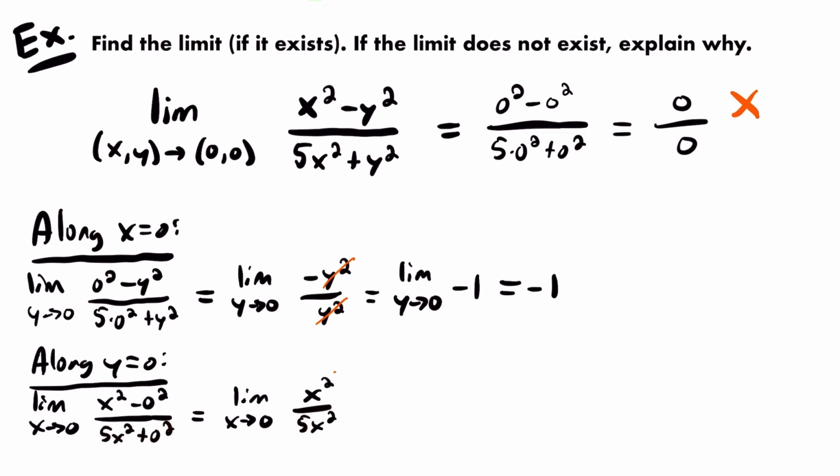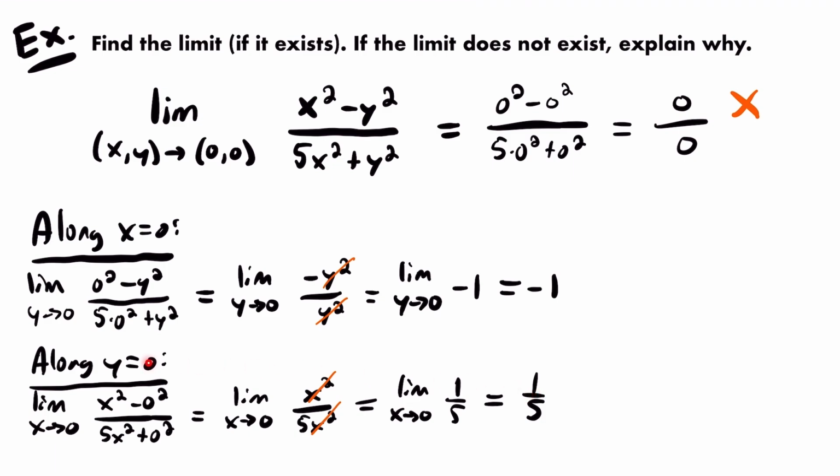Now those x squareds will cancel out, just leaving you with the limit as x approaches 0 of 1/5. And that's just another limit of a constant, so the result will just be that constant of 1/5. And so, that is good. That's exactly what we were hoping to find here.